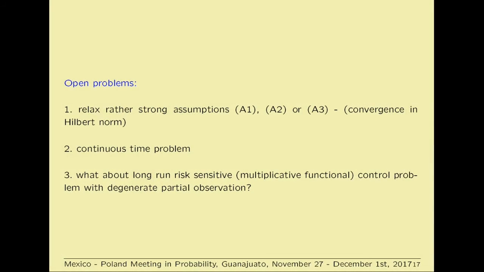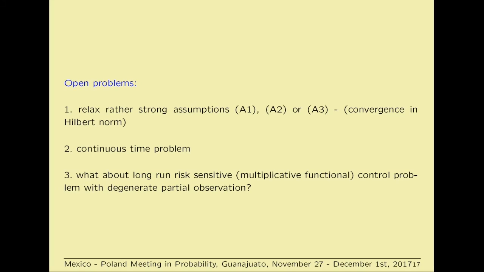The other problem is that I needed strong assumptions, A1 or A2 or A3. A3 is even stronger than A2. And the first question is to relax these assumptions, just to avoid, because the assumption about convergence, continuity in Hilbert norm, is a very strong convergence. Another question is to consider the continuous time problem, which so far was only done for the finite state space case.